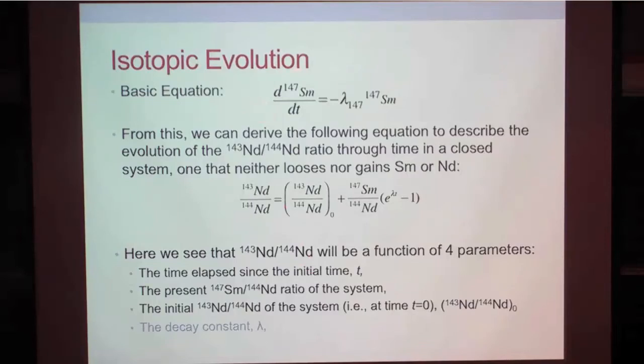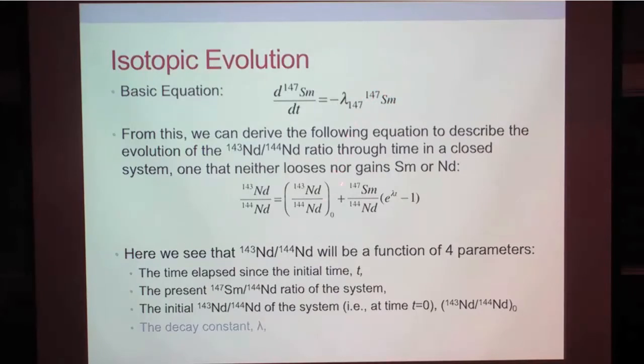This is our basic equation of radioactive decay. This is the change in the amount of samarium-147 as a function of time. It is going to be the negative of the decay constant, which defines the rate of decay, and that's a parameter that's independent of everything, basically, times the number of atoms we have of samarium-147.